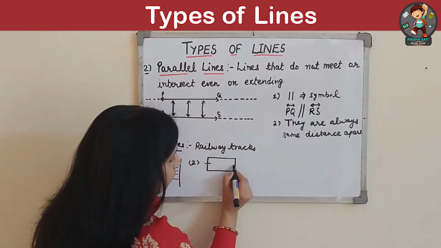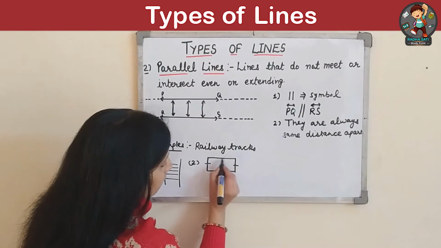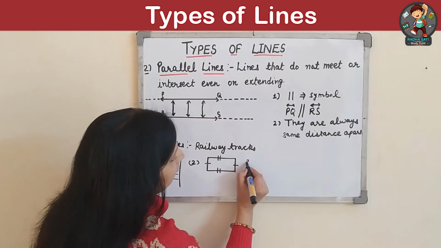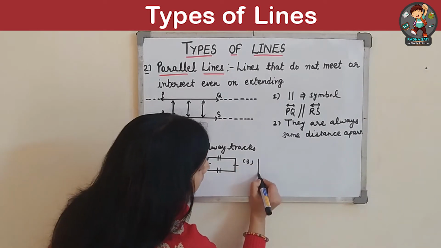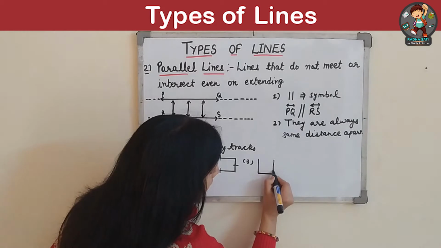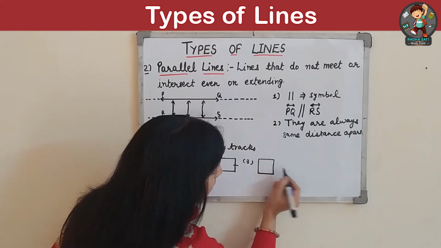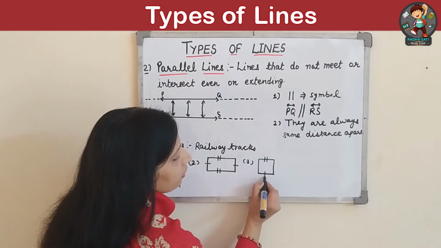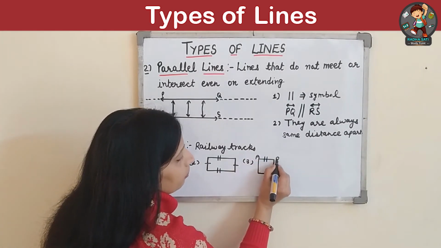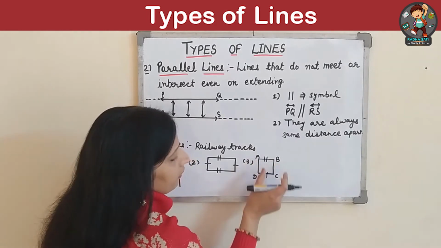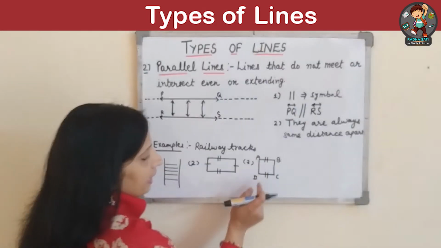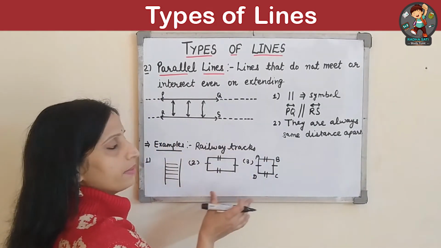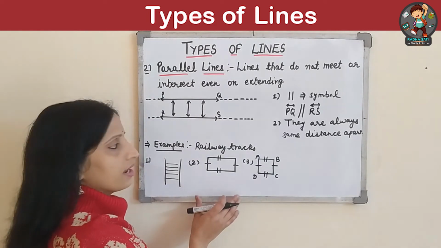So this side is parallel to this side, and this side is parallel to this side. Okay. Similarly, in a square, you can see, I am drawing a square. In a square you know that all the four sides are equal, and the opposite sides are also parallel to each other. If I name it A, B, C, D, then AB will be parallel to CD and AD will be parallel to BC. So these are some examples of parallel lines.